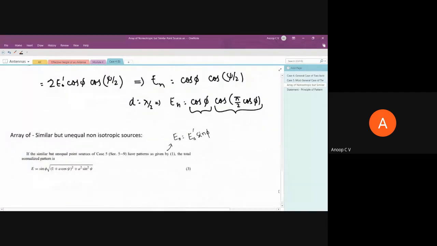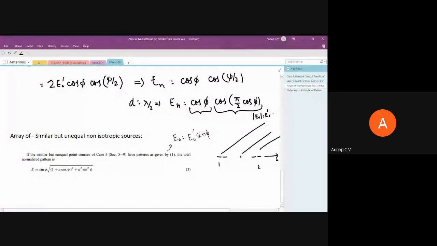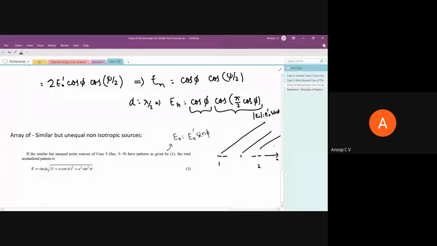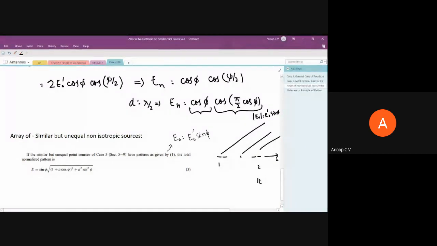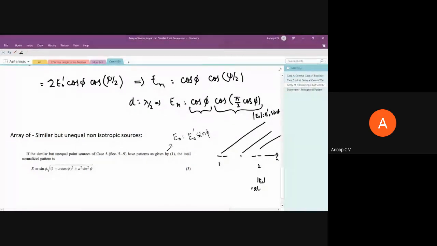Now, array of similar but unequal non-isotropic sources. If the dipoles are kept like this along the x-axis, source 1, source 2, and this is the origin, but they are unequal, then the magnitude of E1 is E naught dash sine phi, and the magnitude of E2 is equal to A E naught dash sine phi.